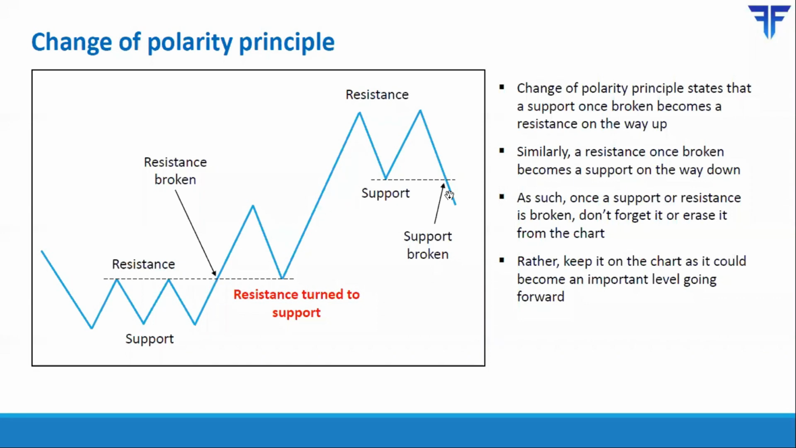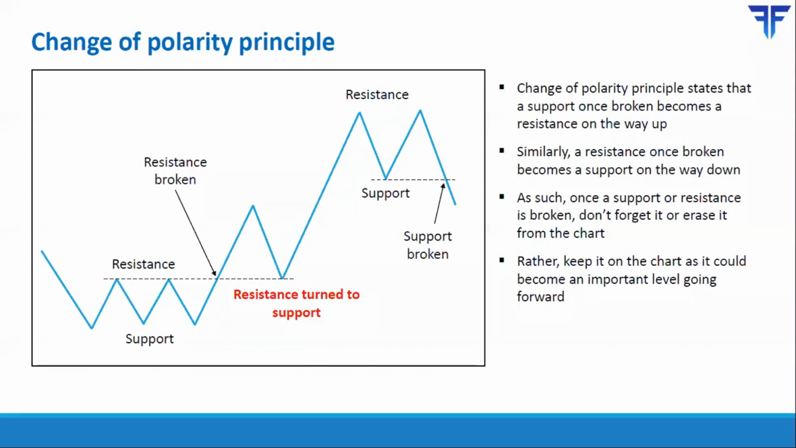Now, what you can glean from this chart is when the resistance broke, going forward in time, it became a support. So initially, at this point in time, this particular level was acting as resistance. The price was not able to cross above that. Over here, the price finally managed to move above that. But going forward in time, when the price started drifting lower, this region acted as support now. So there is a change of role. The former resistance now became support. That is nothing but change of polarity principle.